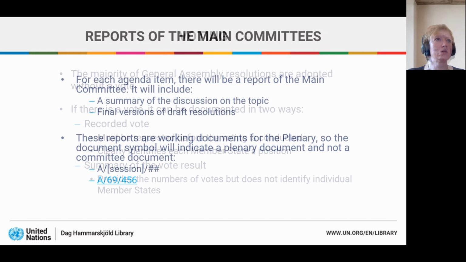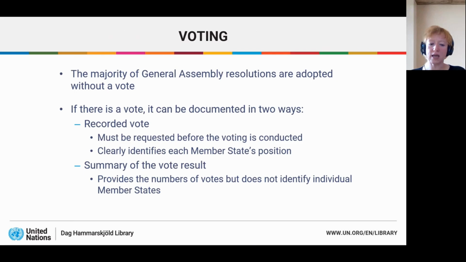So we have our draft resolutions and action is taken on them, so they are voted on. The majority of General Assembly resolutions are adopted without a vote. And if there is a vote, there are two ways to document it. You can first have a recorded vote, which must be requested before the voting is conducted. And this recorded vote clearly identifies the position of each member state. The other option is a summary of the vote result, which provides the numbers of votes, how many voted yes, how many voted no, but it does not identify individual member states' positions.